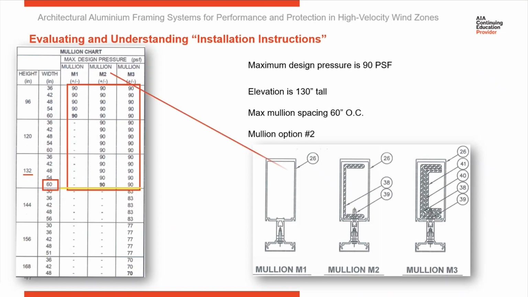We're going to go with mullion option 2 because that's going to be the more economical. It doesn't have as much steel as mullion option 3, and we don't want to buy steel if we don't need it. So we're going to go with mullion option 2.